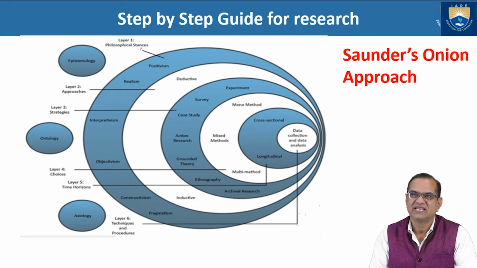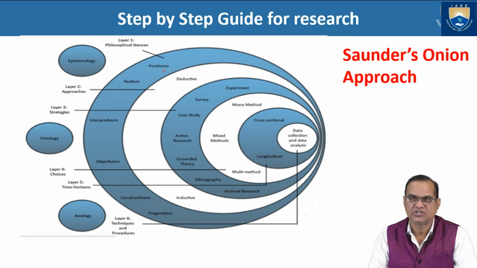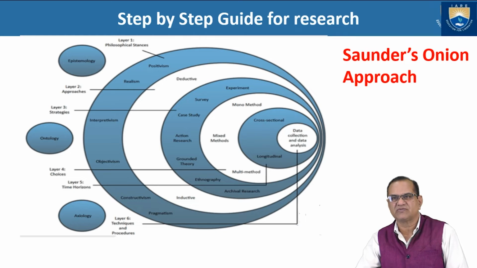If you see in layer 1, we have the philosophical stances. Here we can divide into 3 groups, that is epistemology, then ontology, and axiology. These are the 3 things. And then in the first layer, we have positivism, then realism, interpretivism, objectivism, constructivism, and pragmatism. These are 1, 2, 3, 4, 5, and 6. And these steps I am going to discuss one by one.